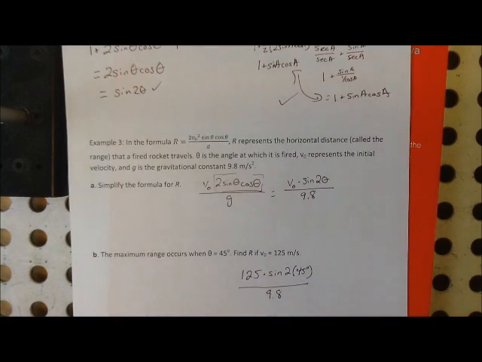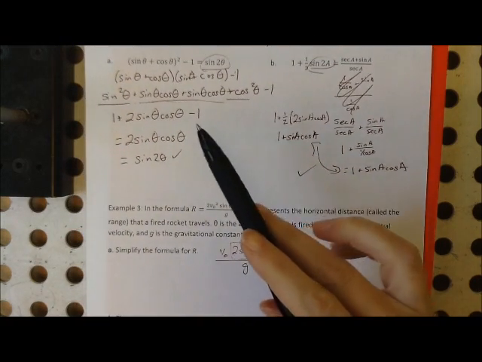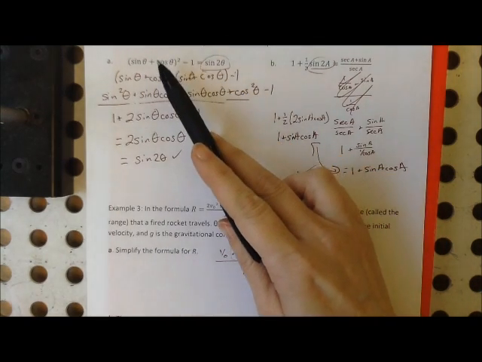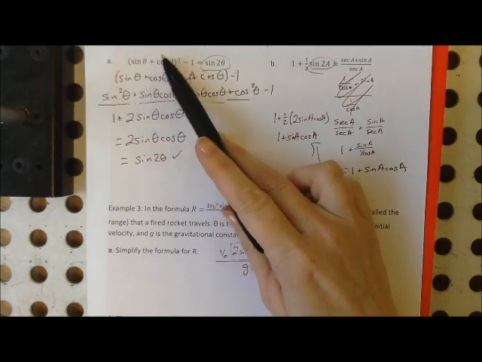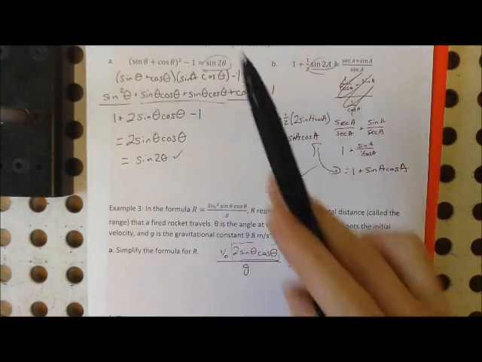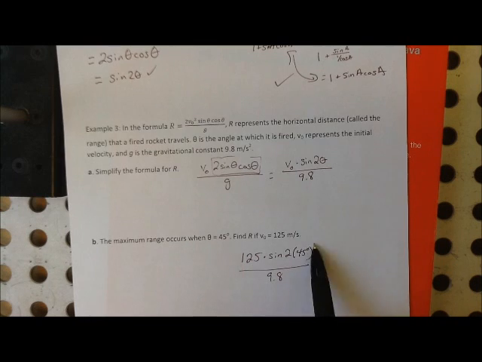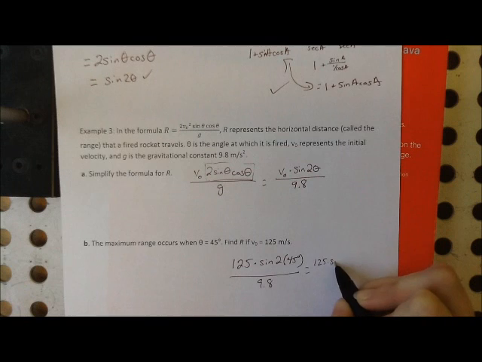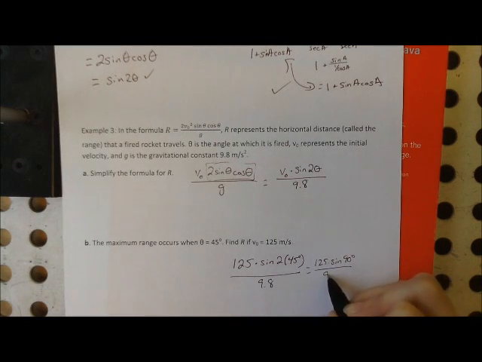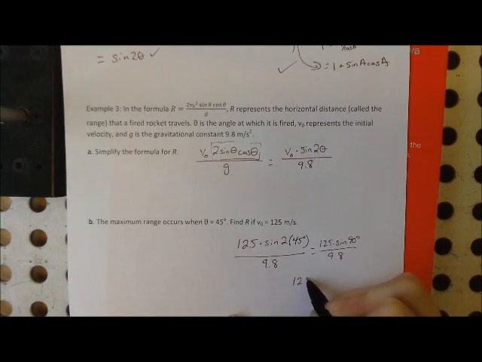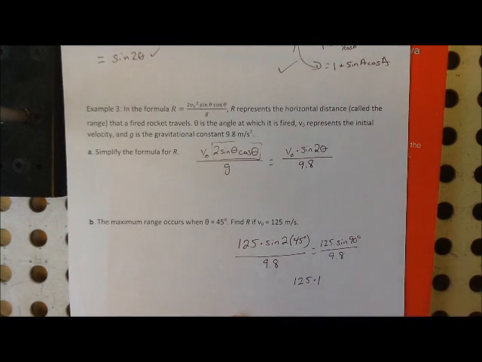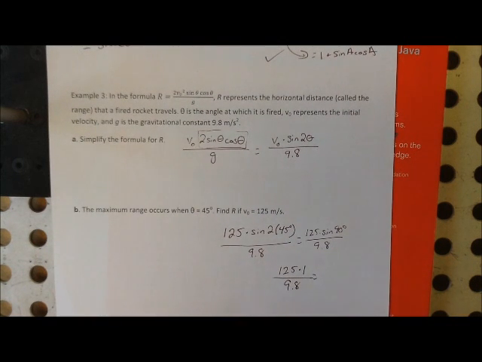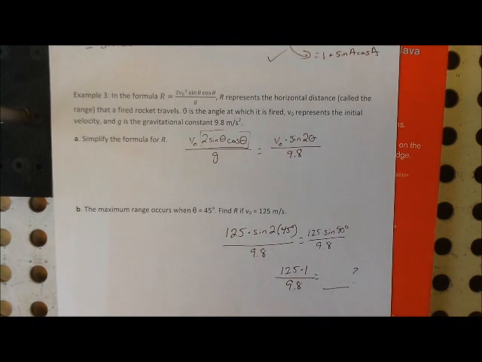over 9.8. Now, we use the identity when we know something about the original angle value and we need to know something about the sine of the double angle. In this case, when we actually know what the number is, we can go ahead and do the multiplication. So this is going to be 125 times sine of 90 degrees over 9.8. And sine of 90 degrees is 1. You can go ahead and plug that in your calculator because I don't have my calculator handy. That's it. That's how you do it.